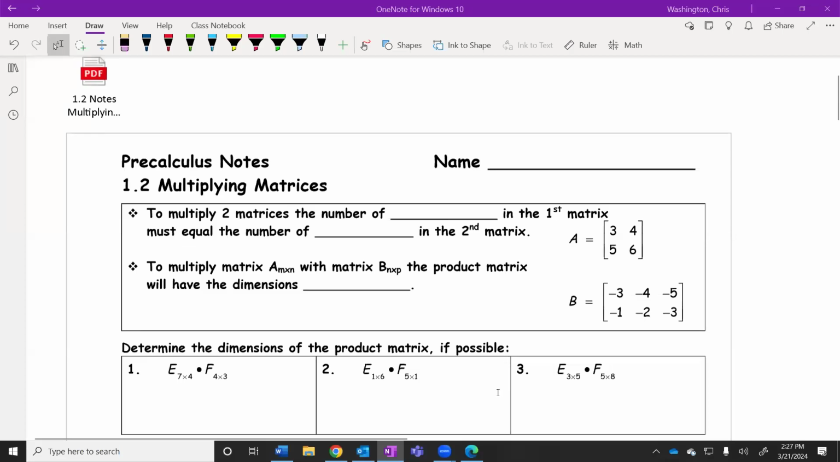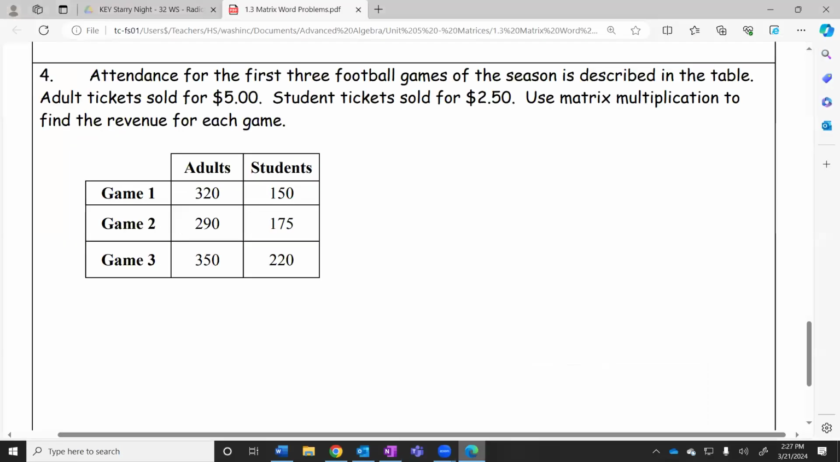Here is a real life example of how we multiply matrices together. And it might actually make sense. So we have this problem here. We have 3 games during the football season. We have the first 3 games here.